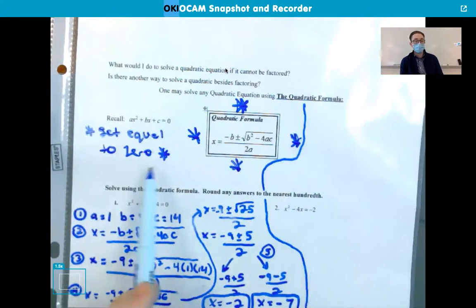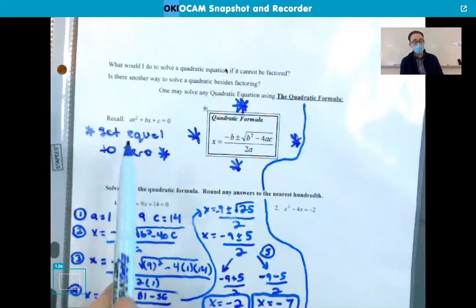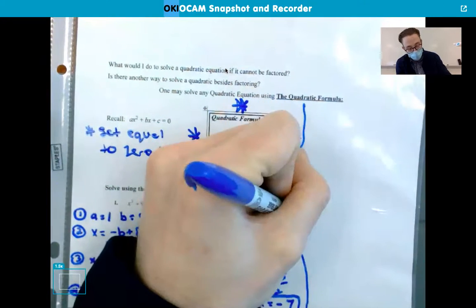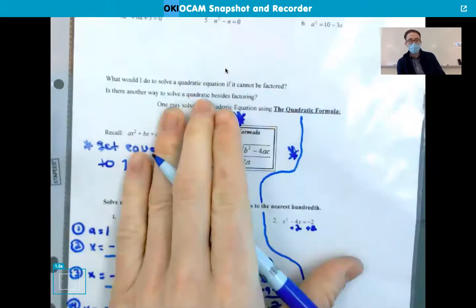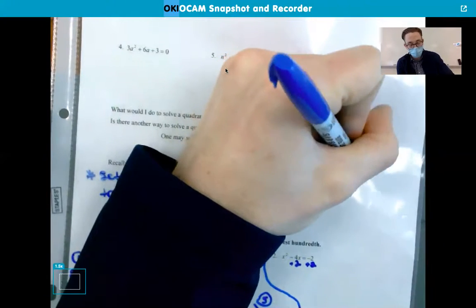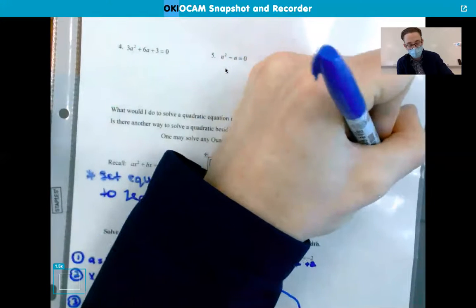Set it equal to 0, right? Don't forget our first rule over here that everything has to be set equal to 0. Well, in order to do that, what am I going to have to do? Exactly, add 2 to both sides. So my new equation is x squared minus 4x plus 2 equals 0.